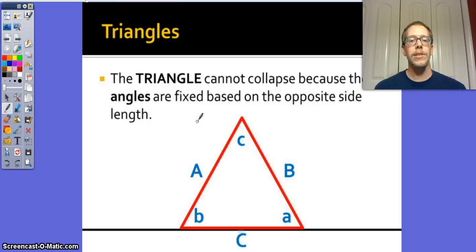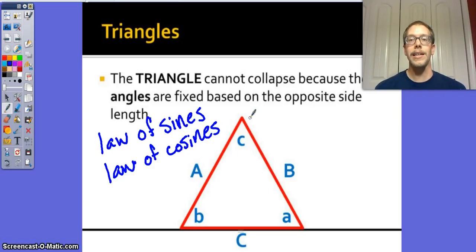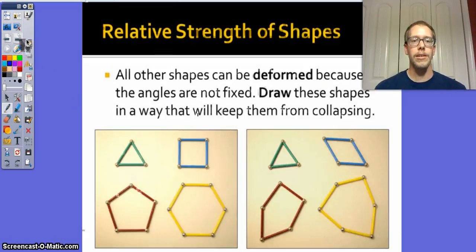Triangles do not collapse because the angles are fixed and they're based upon the lengths of the opposite sides. And in fact, when you get into high school, there are some special relationships between angles and their opposite sides, and you'll learn about that. There's one called the law of sines, so that's a high school piece there, and we may even mention it in our class this year. And there's also something called the law of cosines. It helps define these relationships between the angles and the opposite side lengths of a triangle. So interesting stuff, because when it comes to architecture and construction, triangles are very important.